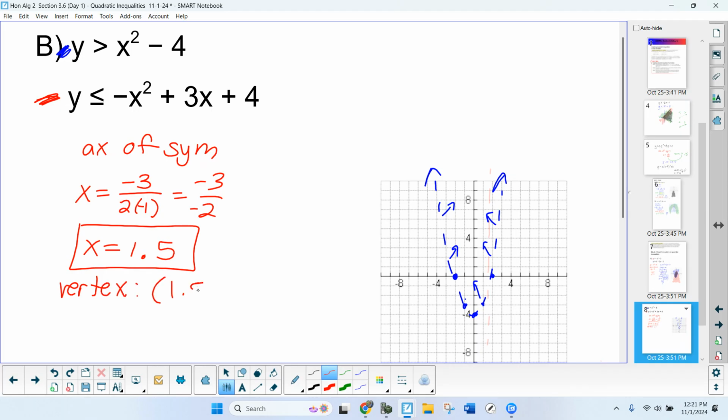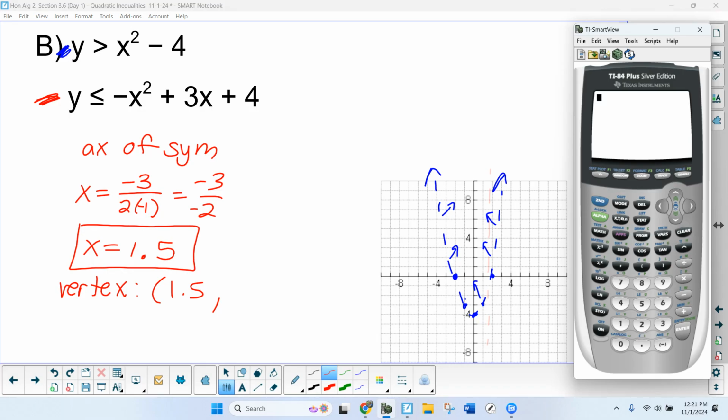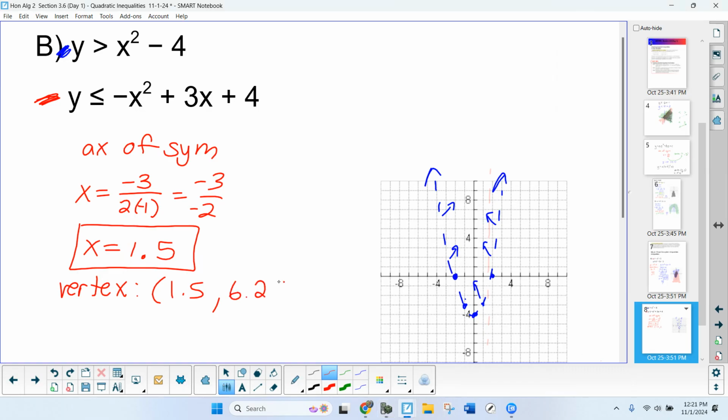Plug it back in. Negative, and then the 1.5 is on the inside, plus 3 times 1.5 plus 4. What do we get? 6.25. Okay, did you guys see on my board up there I said that the vertices are not pretty? Oh, everybody's calculator's dying. Okay, over 1.5, up 6.25. Okay, what's your y-intercept?